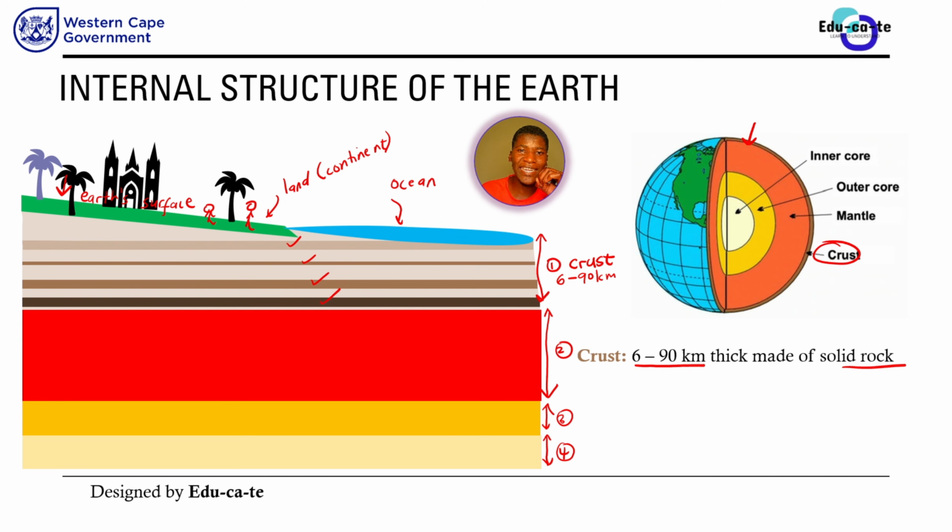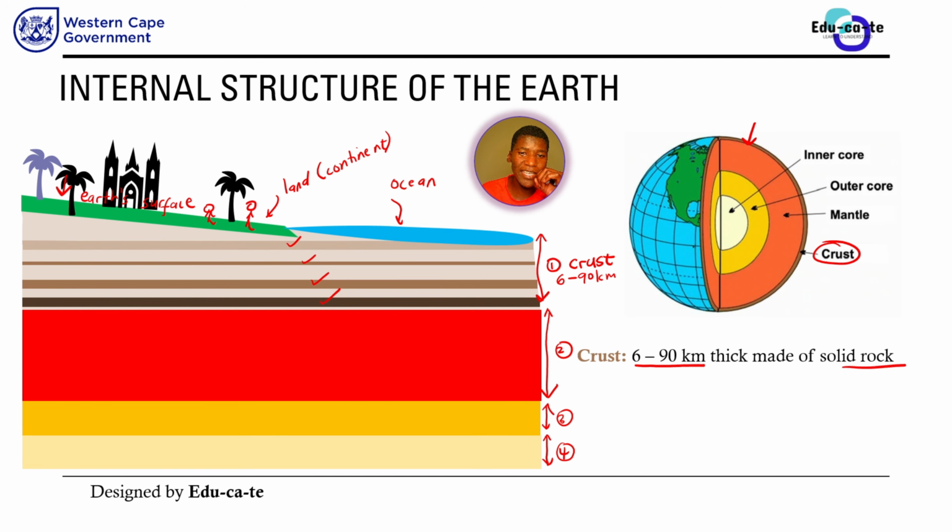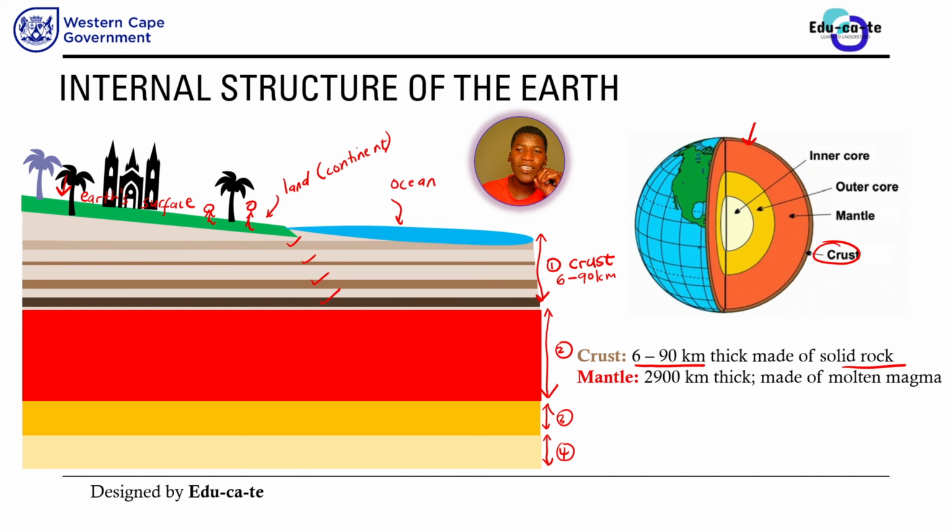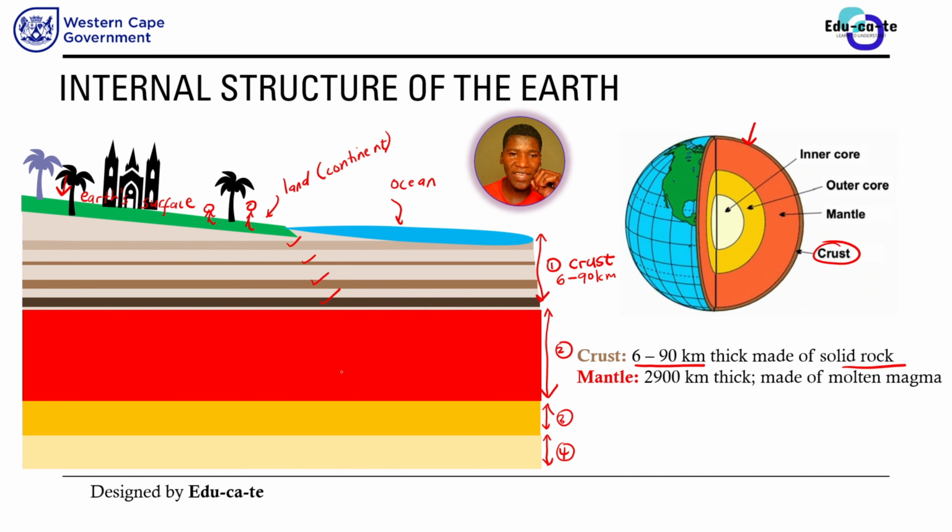So you're going to dig at least 60 to 90 kilometers to get to the other layer. And this other layer is known as the mantle. So the mantle is the second layer, this red one.